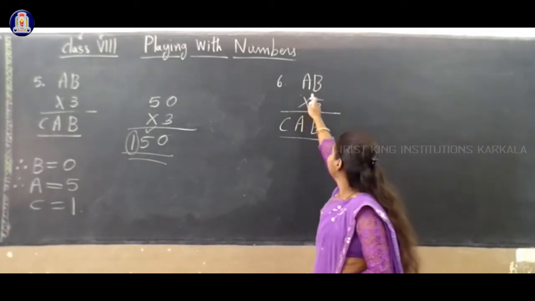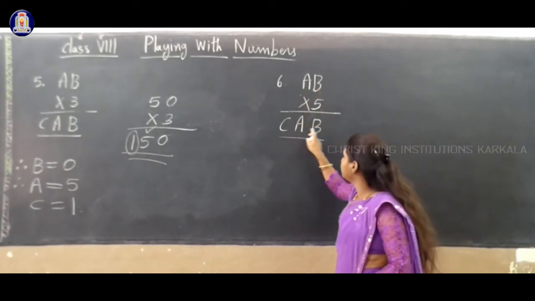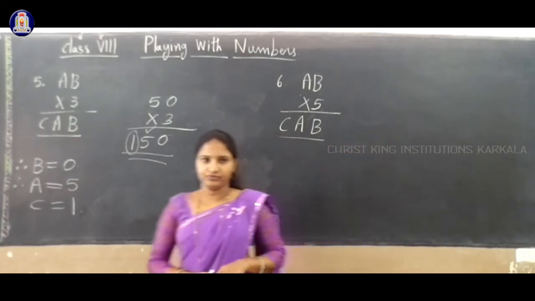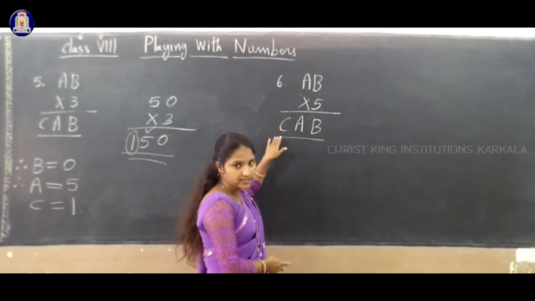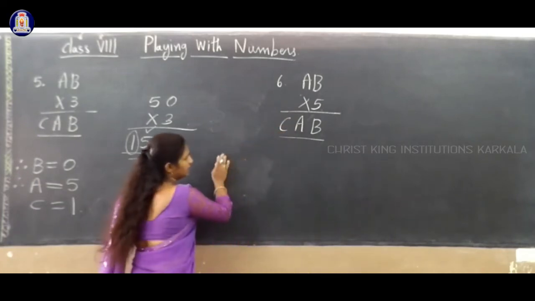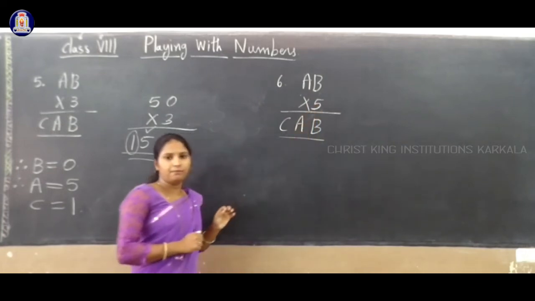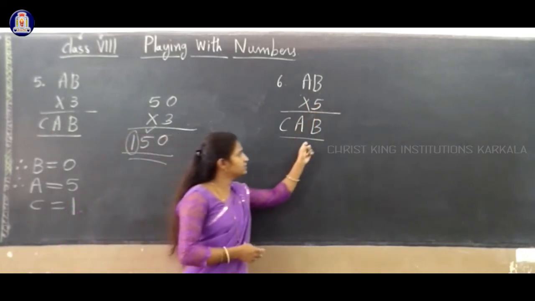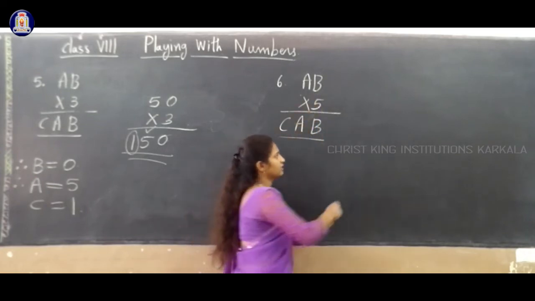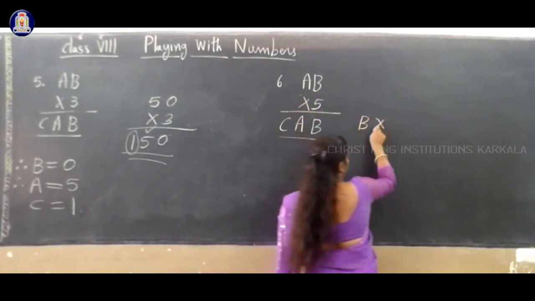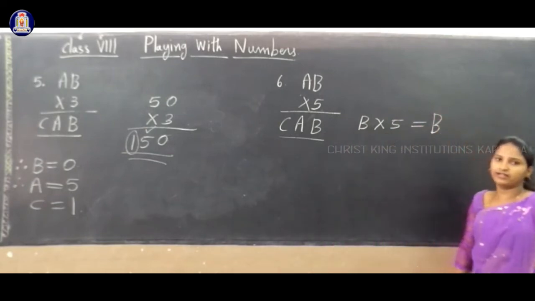CAB. Clear? So if you multiply AB into 5, you get the answer CAB. So in this question, the letters are A, B, and C. Now first multiply B into 5. B into 5, the same answer you should get is B. If you multiply 5 into B, the answer you should get is B only. So what value can we take?